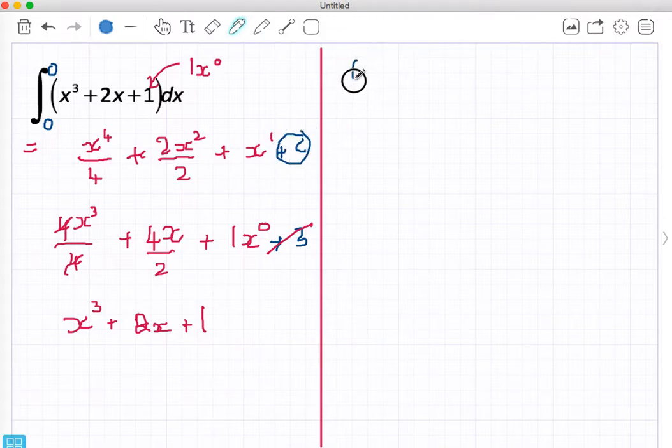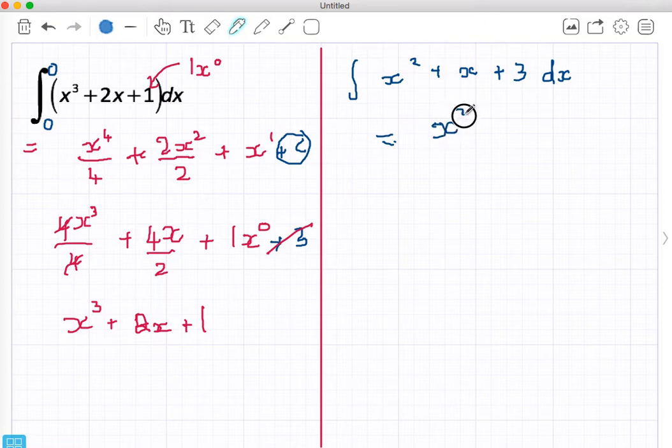So let's do another one, just very, very quickly. x squared plus x plus 3, and I'll put a dx there to indicate that I'm actually integrating. This becomes x to the power of 3, and divide by the new power, plus the power is 1 here, so the new power becomes 2. I divide by 2, plus 3x. And now I'm just going to put a plus c on the end.